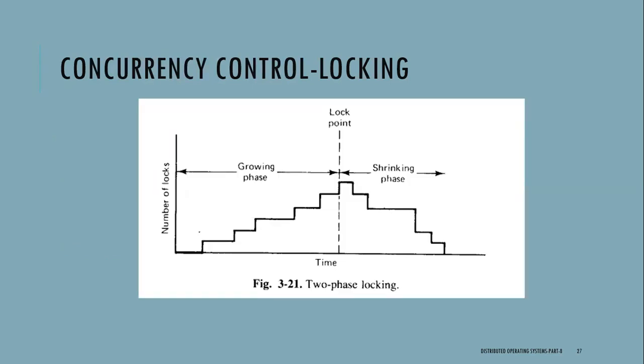Concurrency control locking. Acquiring and releasing locks precisely at the moment they are needed or no longer needed can lead to inconsistency and deadlock. Instead, most transactions that are implemented by locking use what is called two-phase locking. In two-phase locking, which is shown in the diagram, the process first acquires all locks it needs during the growing phase, then releases them during the shrinking phase.